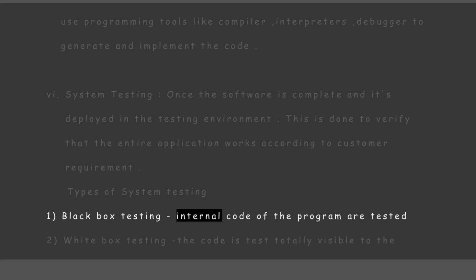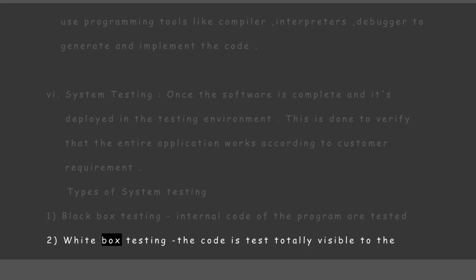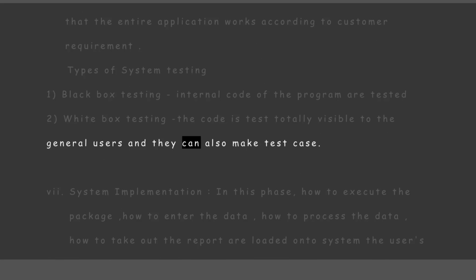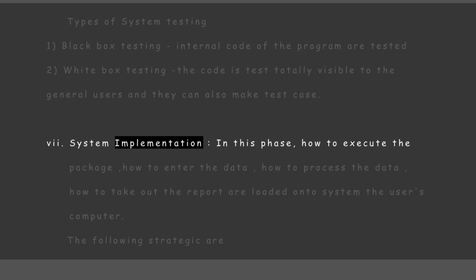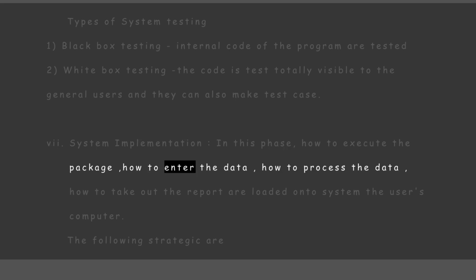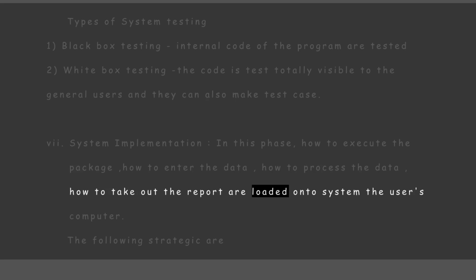Black box testing. Internal code of the program is not tested. 2. White box testing. The code is totally visible to the general users and they can also make test cases. 7. System implementation. In this phase, how to execute the package, how to enter the data, how to process the data, how to take out the report are loaded onto the user's computer system.